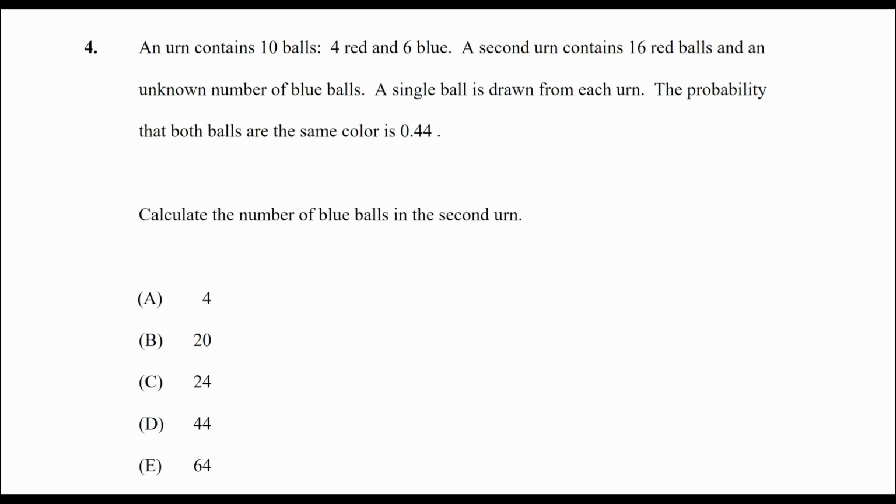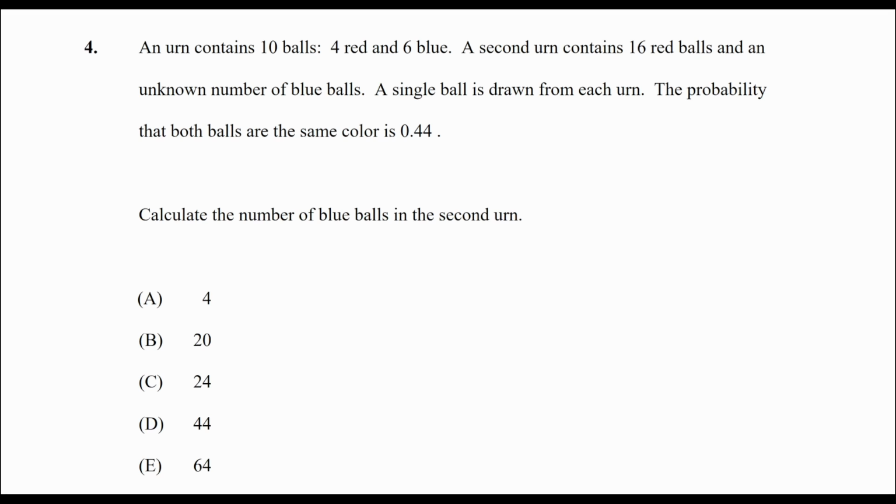An urn contains 10 balls, four red and 6 blue. A second urn, so urn number 2, contains 16 red balls and an unknown number of blue balls. A single ball is drawn from each urn. The probability that both balls are the same color is 0.44. Calculate the number of blue balls in the second urn.